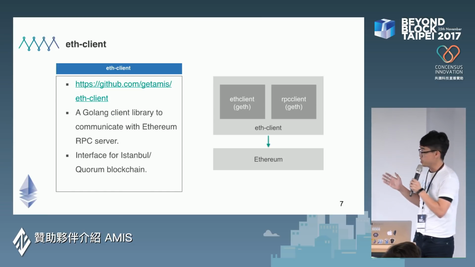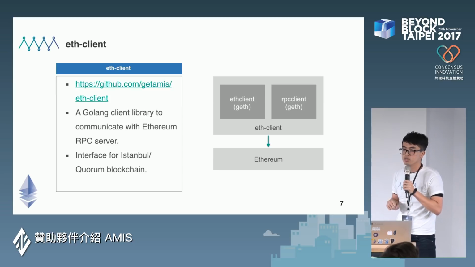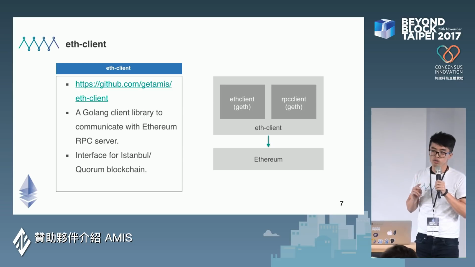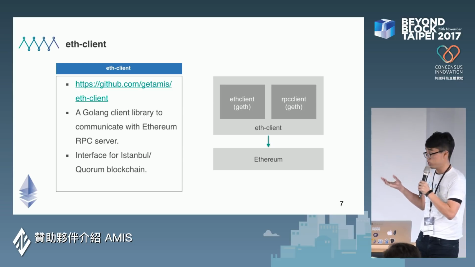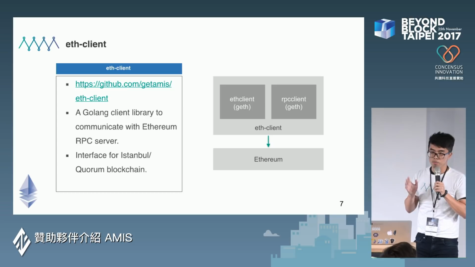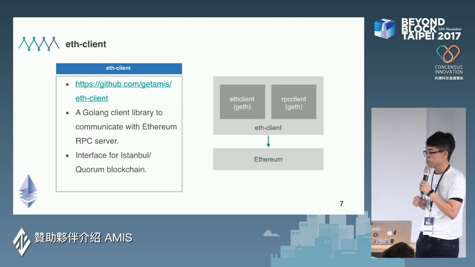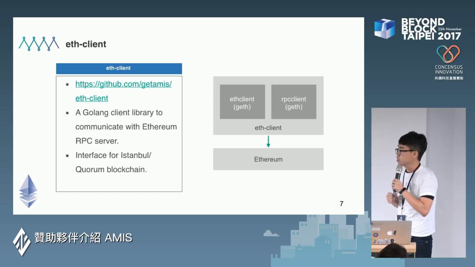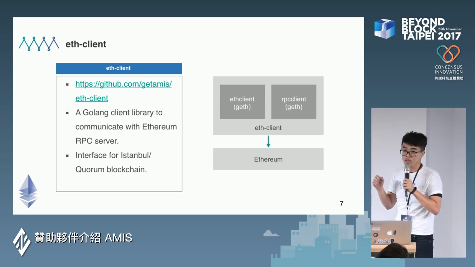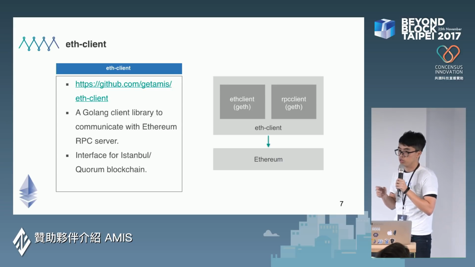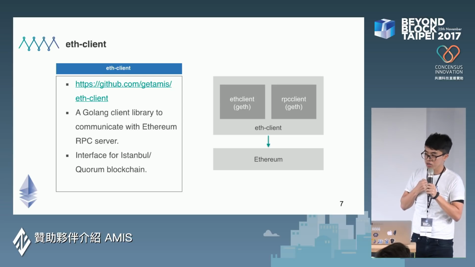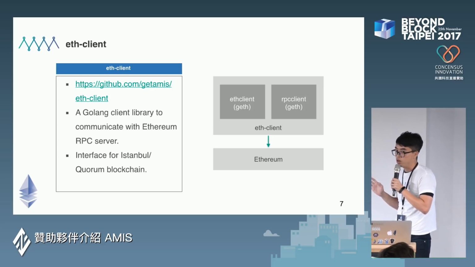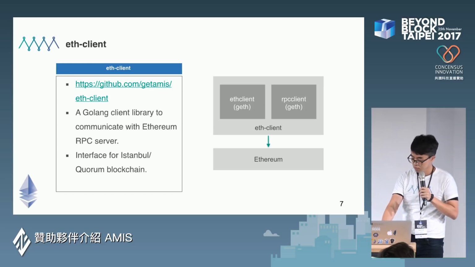The first tool is ETH-Client. There are 2 RPC clients in Go Ethereum. Now, developers need to keep 2 client instances to communicate with Ethereum because they support different functions. To simplify this, we wrap these 2 clients into our ETH-Client. So if you use our ETH-Client, you only keep 1 client instance, and you can use all the functions. I think it's a very useful utility.